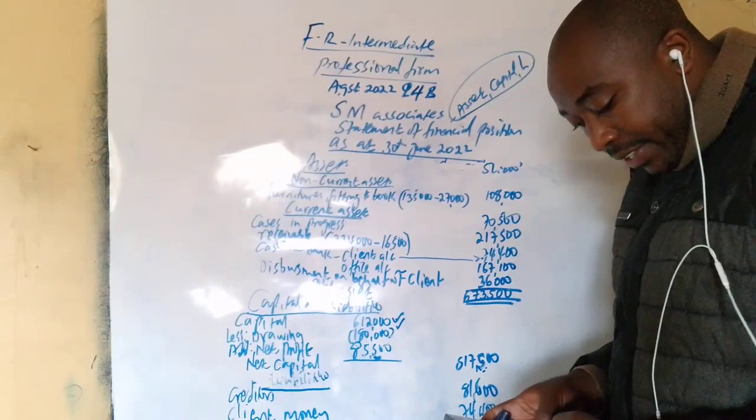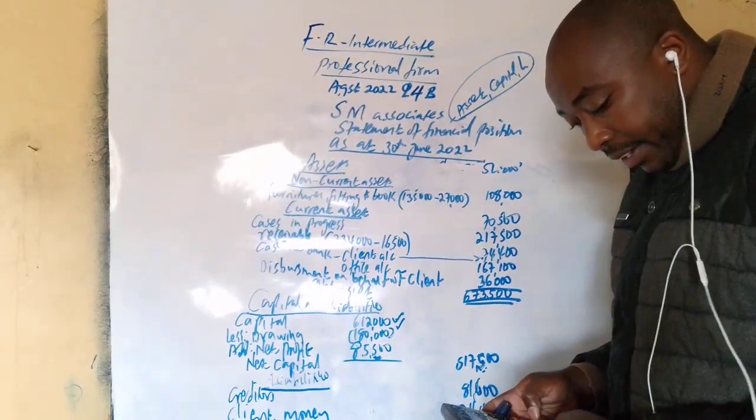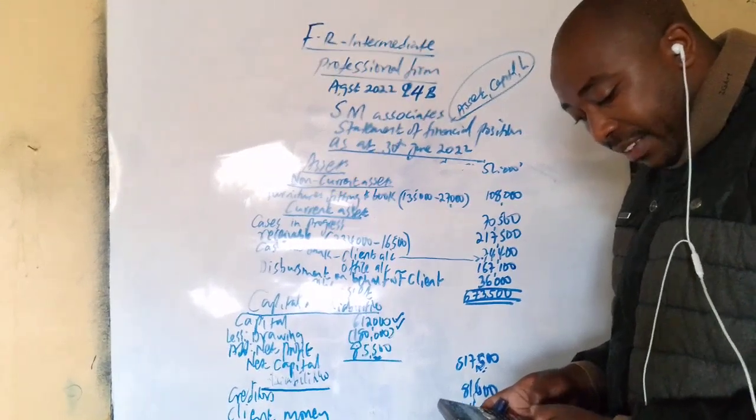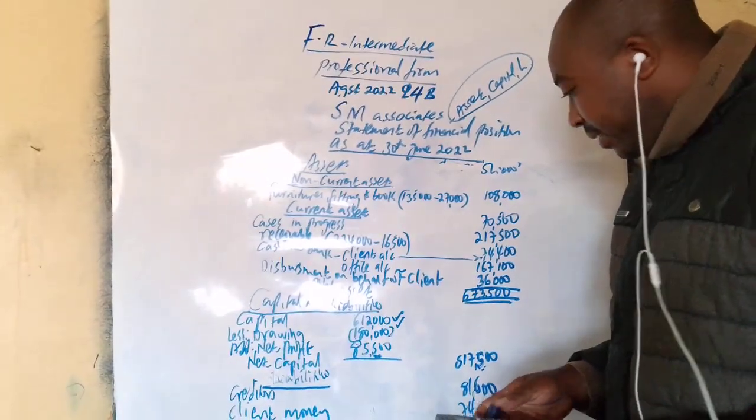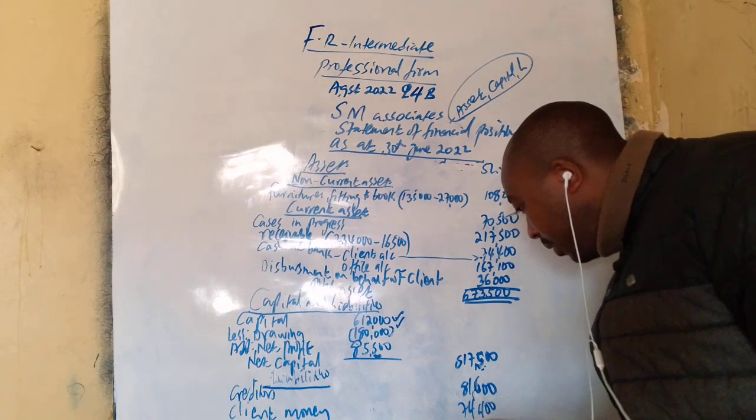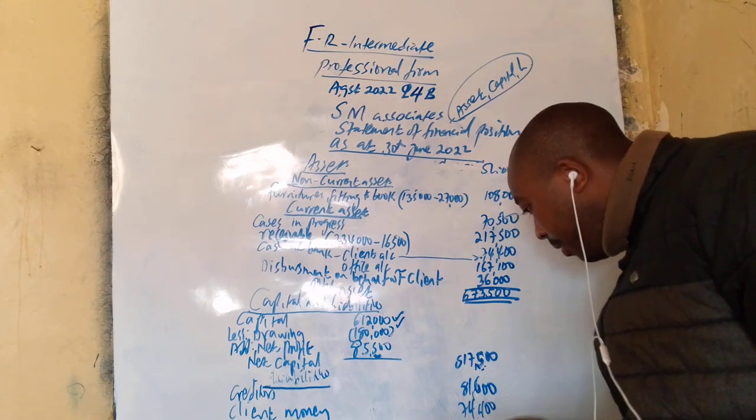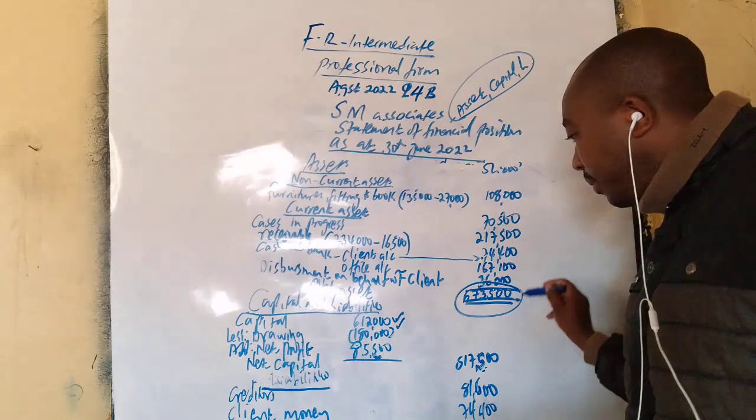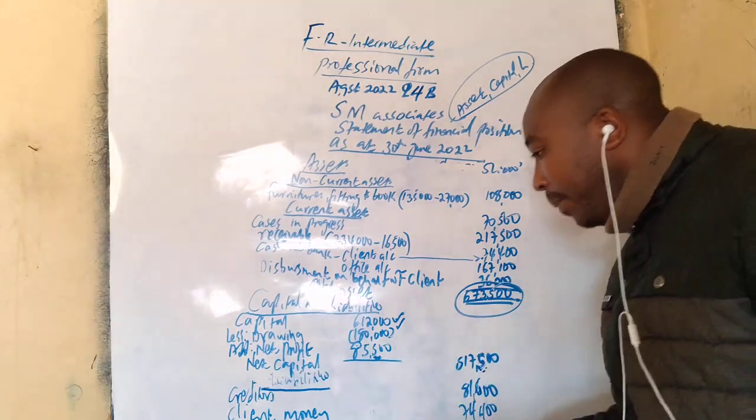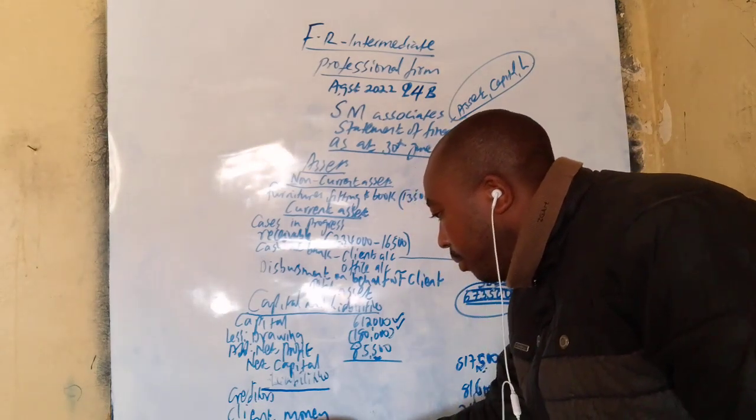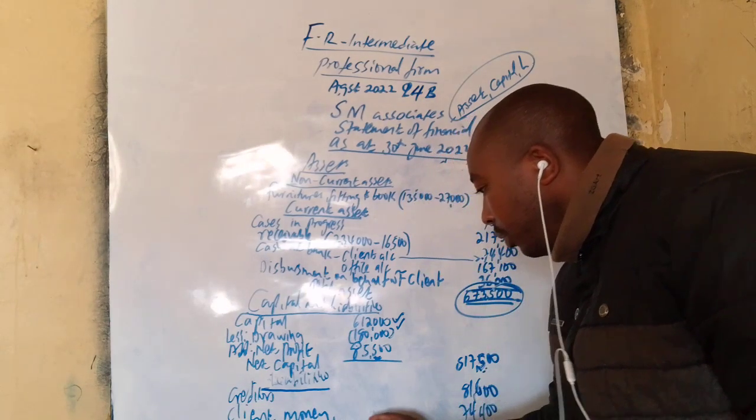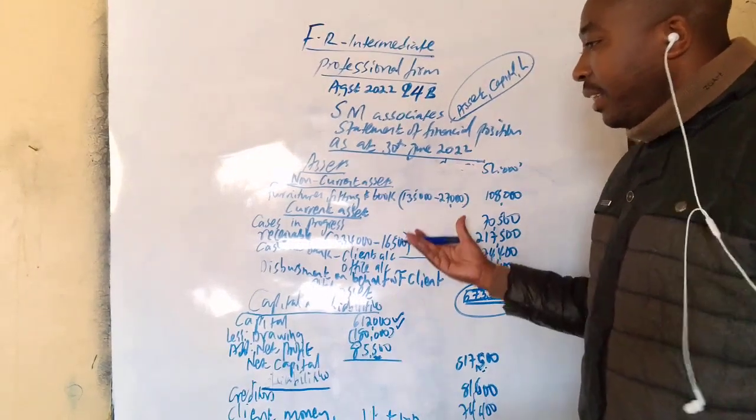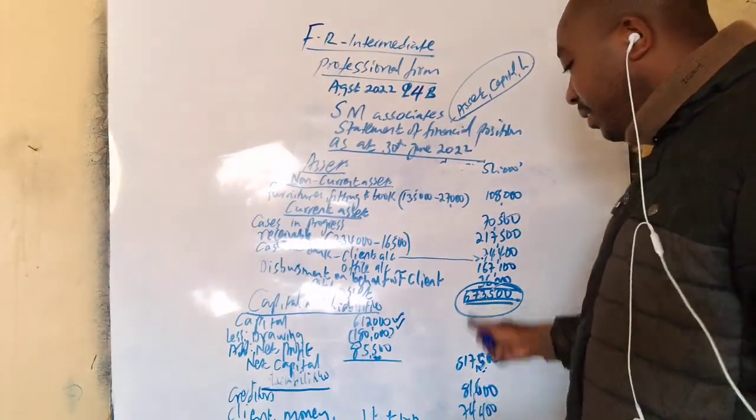So take 517,500 plus 81,600 plus 74,400. We get 673,500. You can see it has balanced. Total of assets is the same as total of capital and liability. We call this total capital and liability. However, in an exam setup, it's not all about balancing.